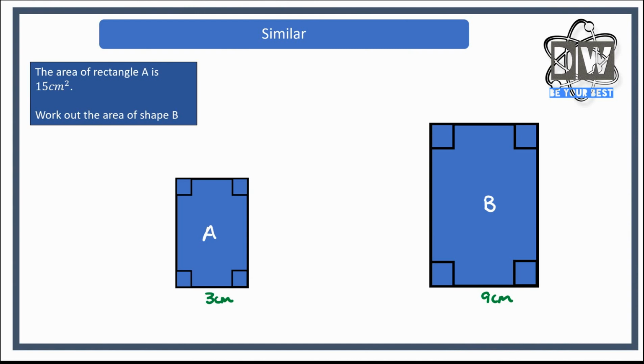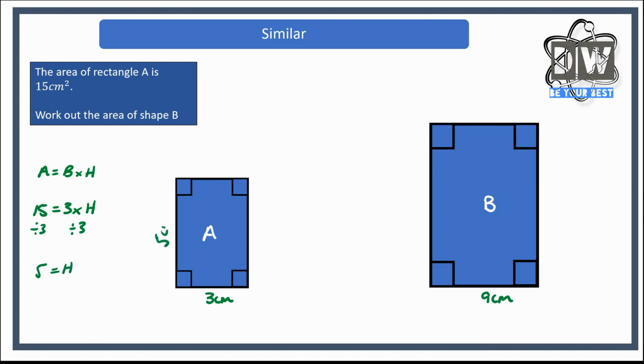Okay, starting point is to write out the formula. Area equals base times height. We know what the area is, that's 15. We know what the base is this time, that's 3. So we write that down. 15 equals 3 times h. Divide both sides by 3. And we end up with 5 equals height, or the height equals 5.